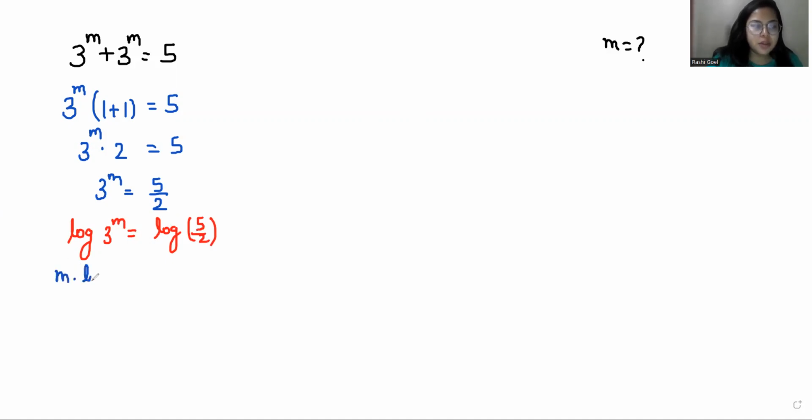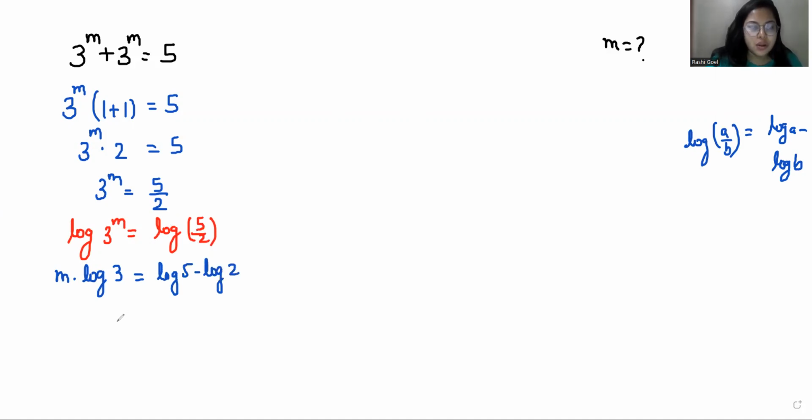Now m times log 3 is equal to, according to the log rule, log a by b, we can write this as log a minus log b. So log 5 minus log 2. So m is equal to (log 5 minus log 2) by log 3.